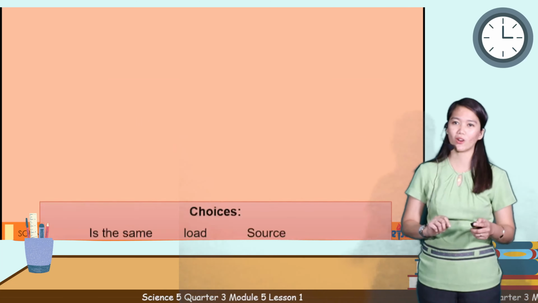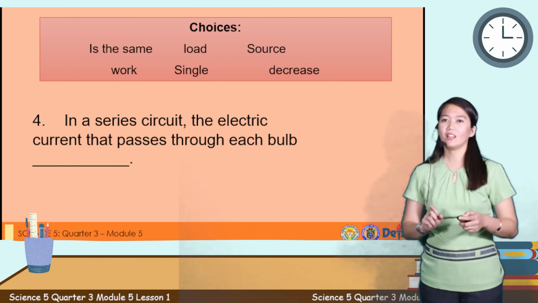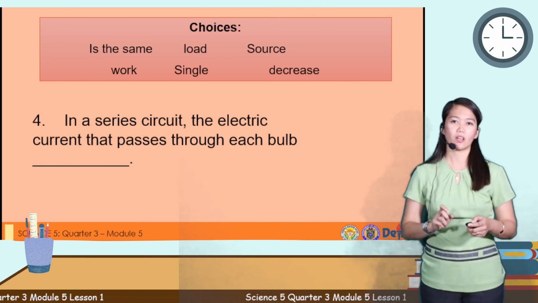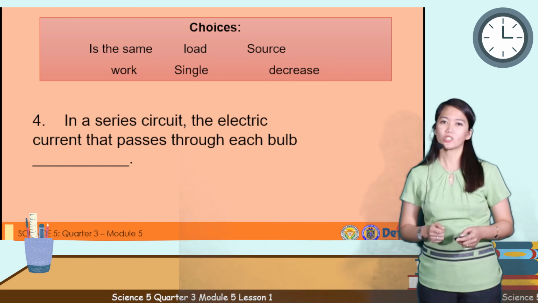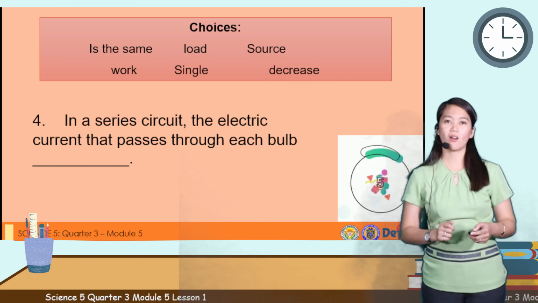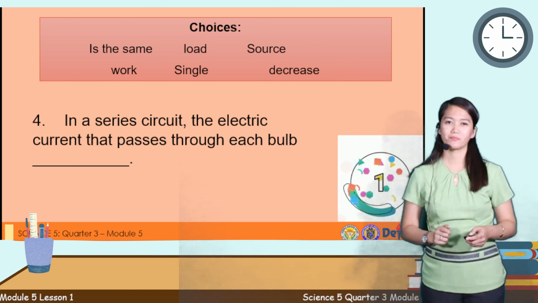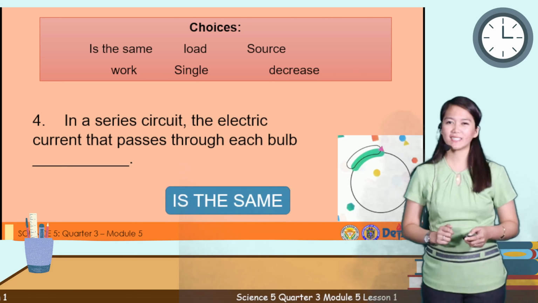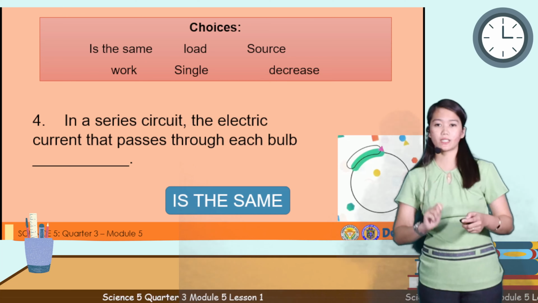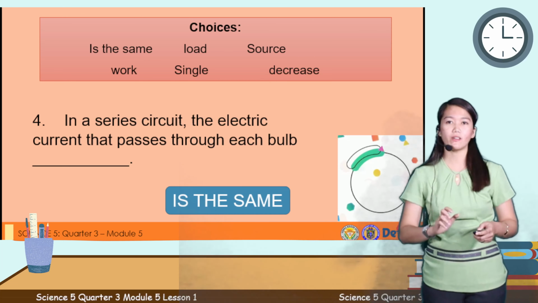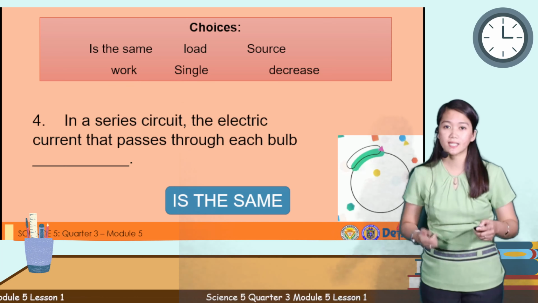Okay, number 4. In a series circuit, the electric current that passes through each bulb blank. Okay, so your time starts now. Okay, the correct answer is the same. In a series circuit, the electric current that passes through each bulb is the same.